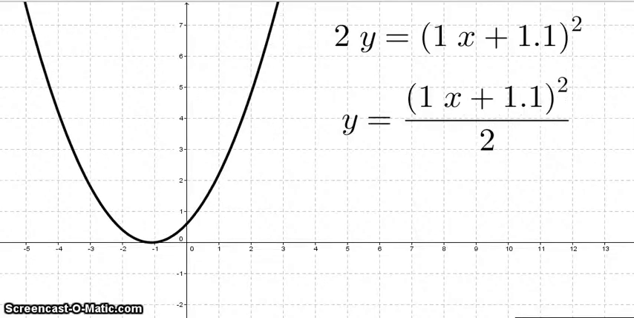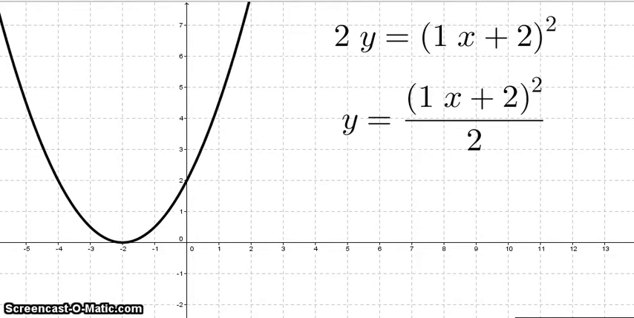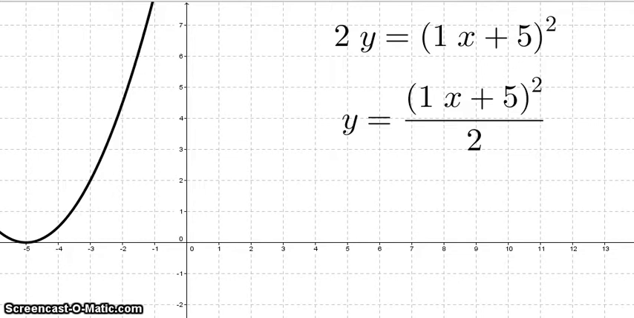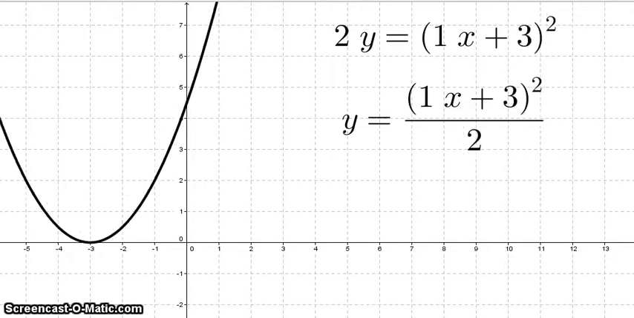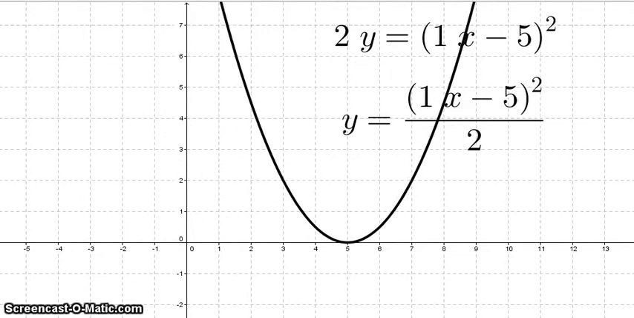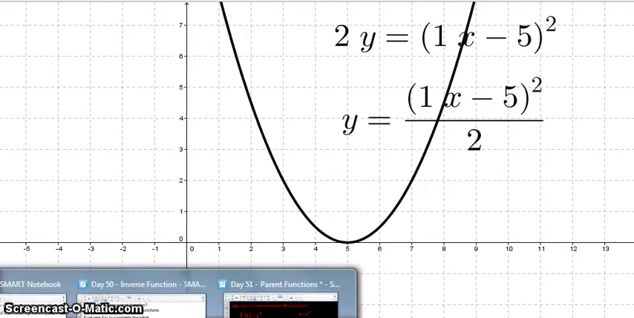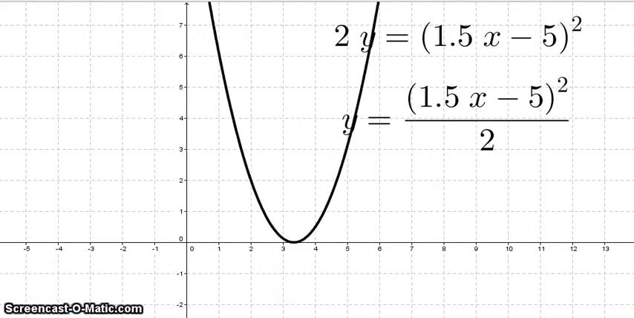If we add a value to x, 2 for instance, it actually shifts the graph 2 units to the left. If we add 5, it shifts 5 units to the left. If we add negative 5, it actually shifts 5 units to the right. Regardless of what these multiples are.